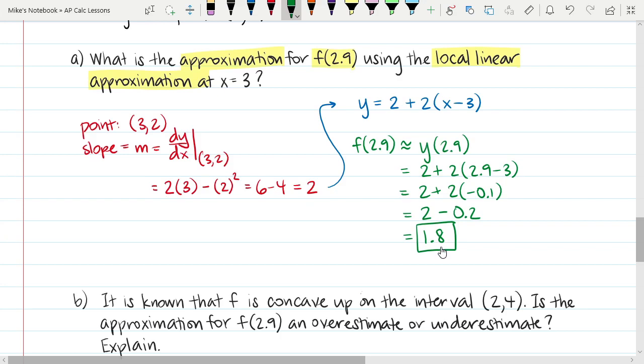So again, they're asking about this 1.8 that we just found. We know that that's an approximation, so we know it's not exact. Is this approximation too high, an overestimate? Or is it too low, an underestimate? And they mentioned that f is concave up on this interval from 2 to 4. Now, what's the significance of that? First of all, notice that the interval 2 to 4 does include our a and the value at which we were using our approximation. So on that interval, our function is concave up.